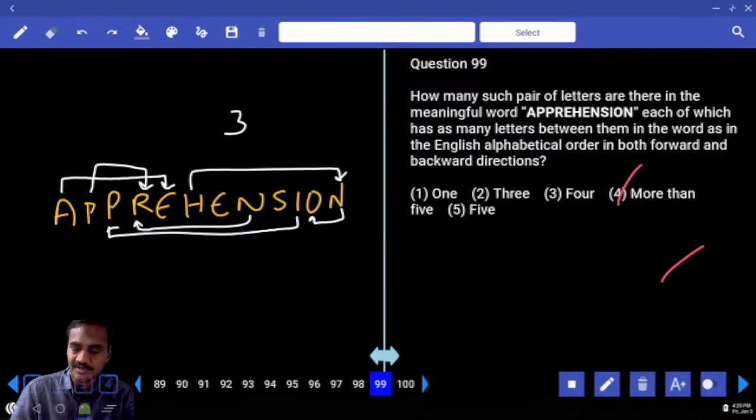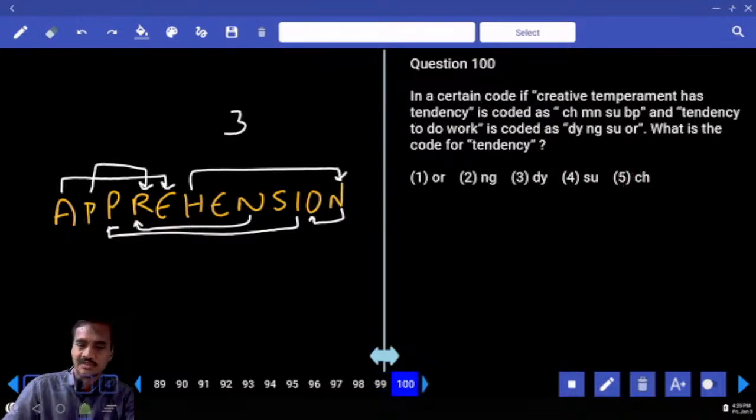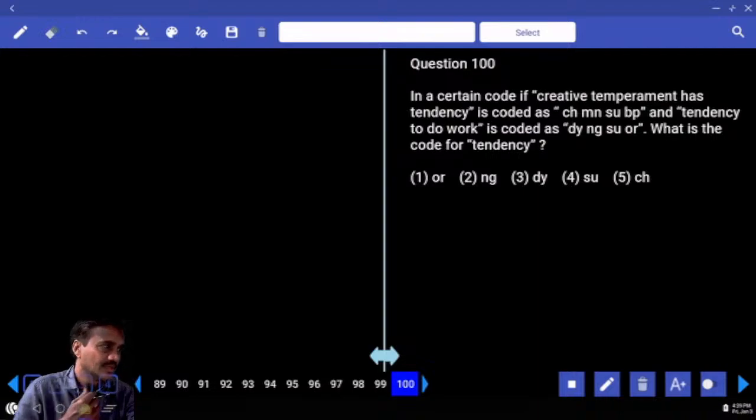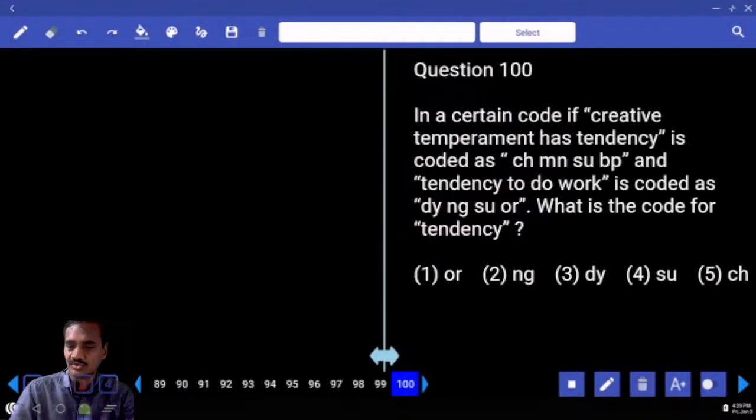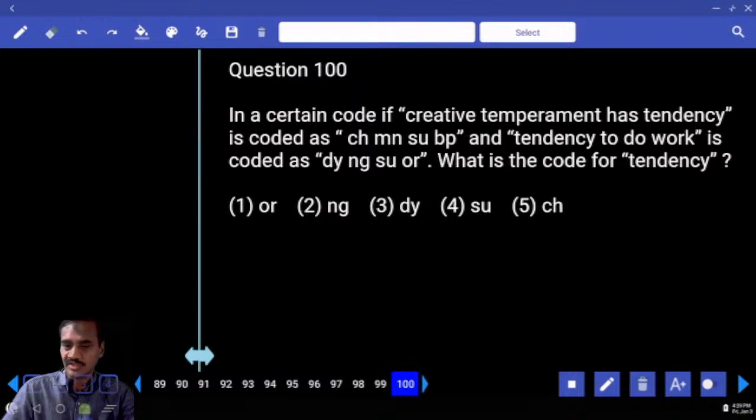Then 99. And finally 100. Now this 100 is based on coding and decoding. Now in this coding and decoding, finally we need to find out the code to the word tendency. Creative temperament has tendency. Tendency to do work. Now what is the word that is common? Tendency is the word that is common. And the code that is common is SU. SU, that is choice 4 for question number 100. Clear?